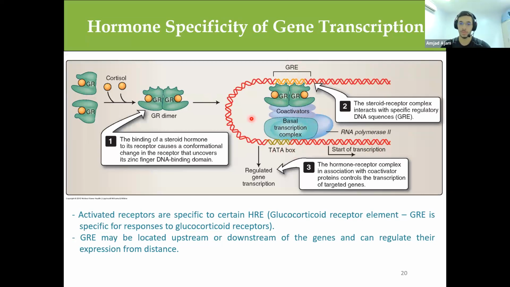And this is the whole idea of this slide: that we have hormone specificity. For example, cortisol has a specific receptor to which it binds. So again, activated receptors are specific to certain hormone response elements.